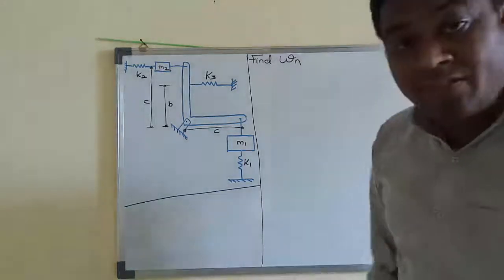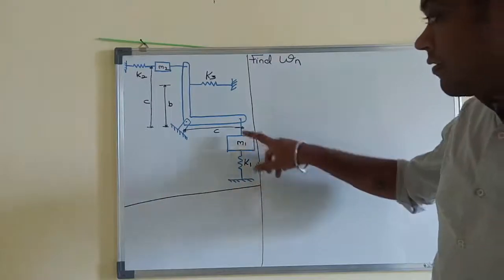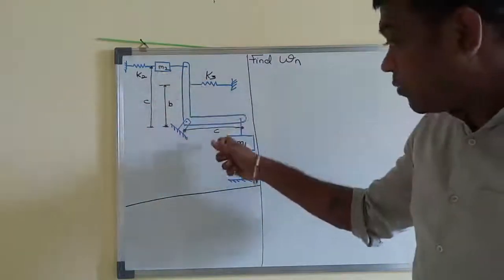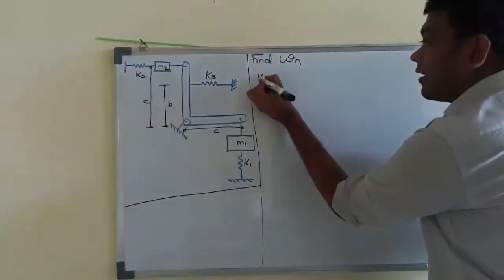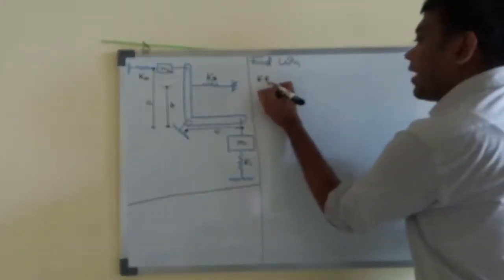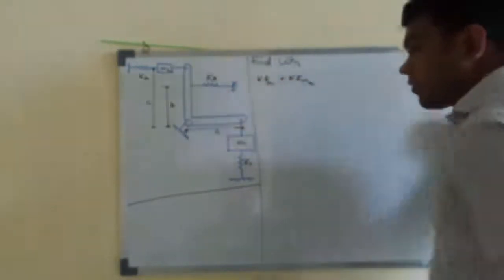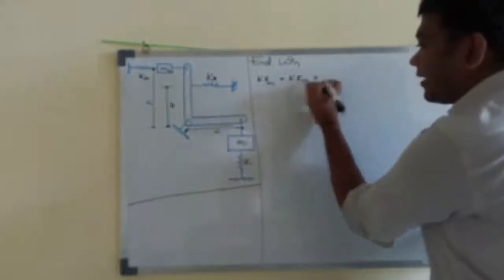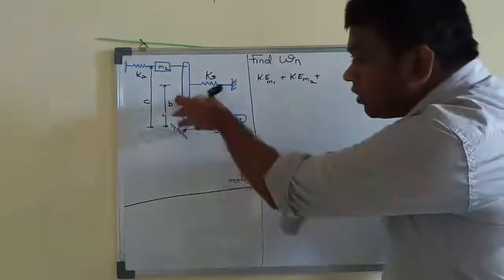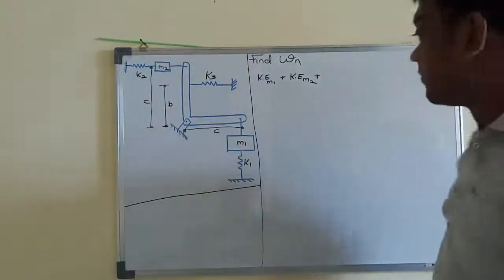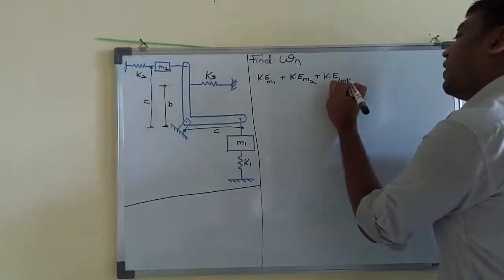So what are the energies present in the system? First you will see that this is a mass and a mass. Both the masses will possess what? Kinetic energy. So we have kinetic energy of mass m1 plus kinetic energy of mass m2. And again, what do we have? We have the kinetic energy of the link. This link will rotate about an angle theta. So we have the kinetic energy of the link.